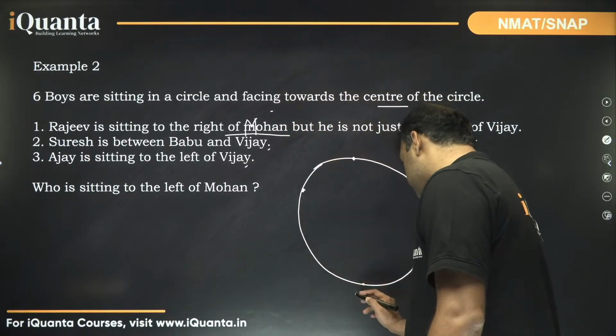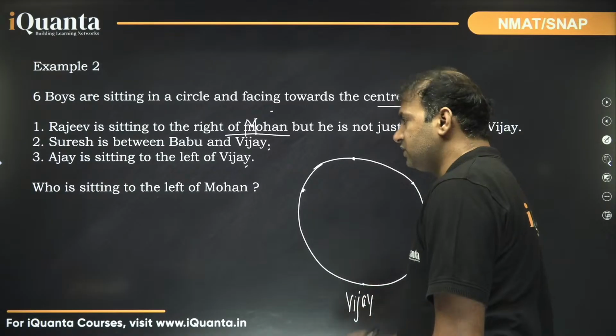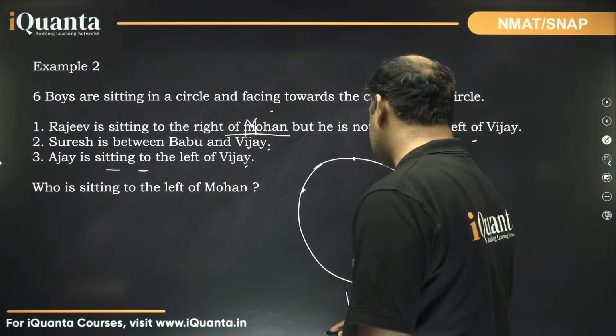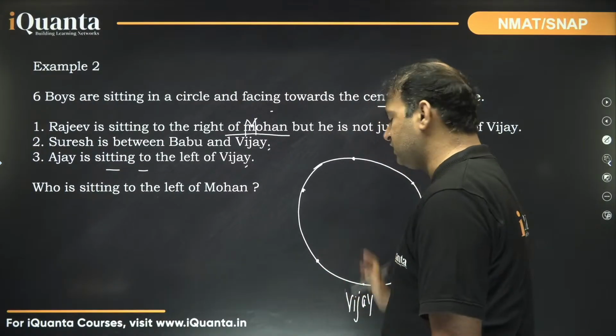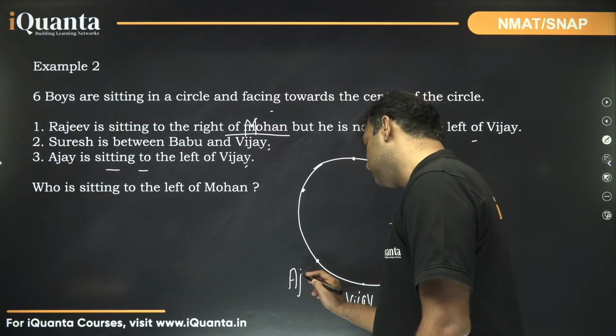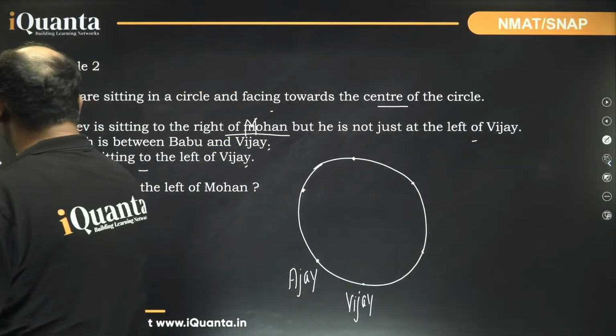Let's say this person is Vijay over here. So the last point is what? That Ajay is to the left of Vijay. So guys, left of Vijay means this place, right? Vijay is facing the center. Immediate left is here, so this should be Ajay. Simple. Okay, now this third point has been used, so I cancel it.